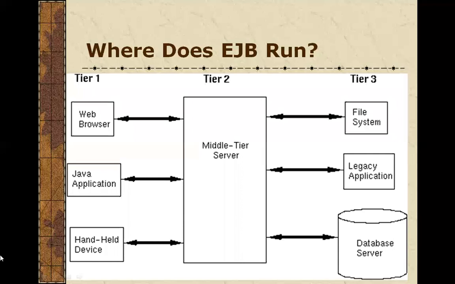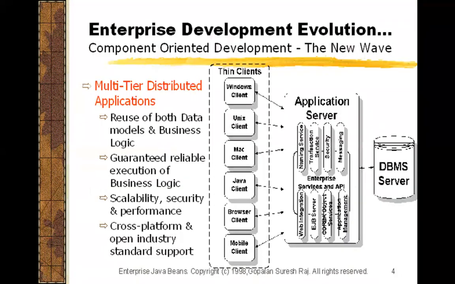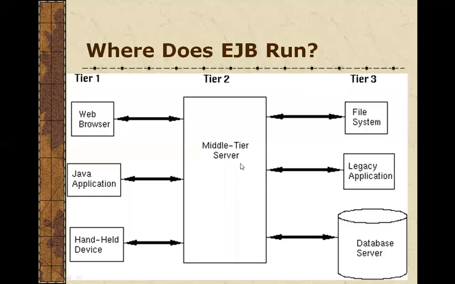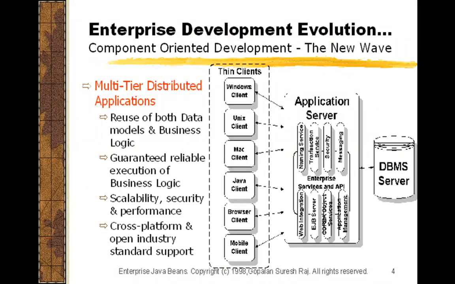Where does the EJB run? This is the place where the EJB runs, in the middleware, in between the web browser, Java application, handheld device, known as the mobile phone. In between, we have the middle tier of the server, which we divide into two parts. Then it is connected with the file system, legacy application, or database server. So this middleware is expanded here.